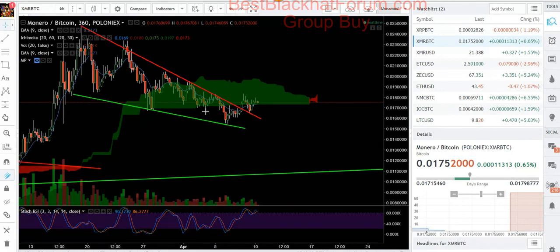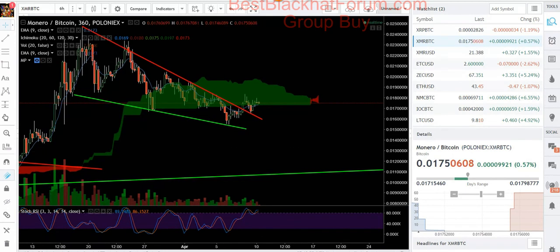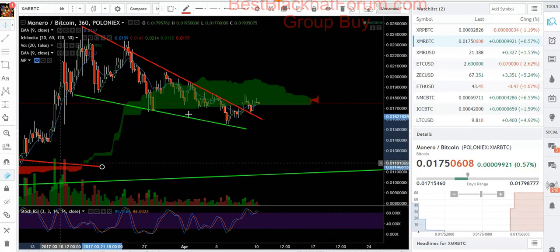Right here we came through the cloud and we started to trade under the cloud. But now we're trying to work our way back on top of the cloud to get our support behind us for us to rally out and make another move. And we see that on a lot of the coins.